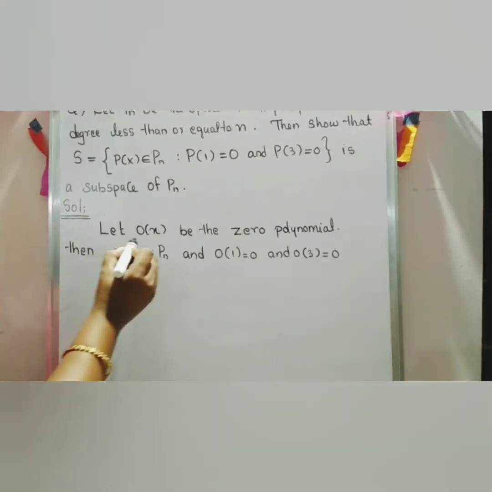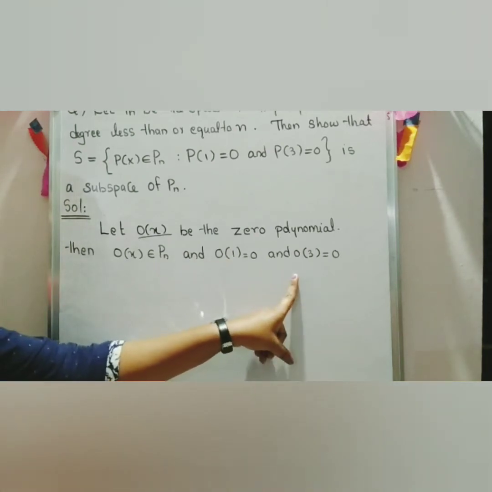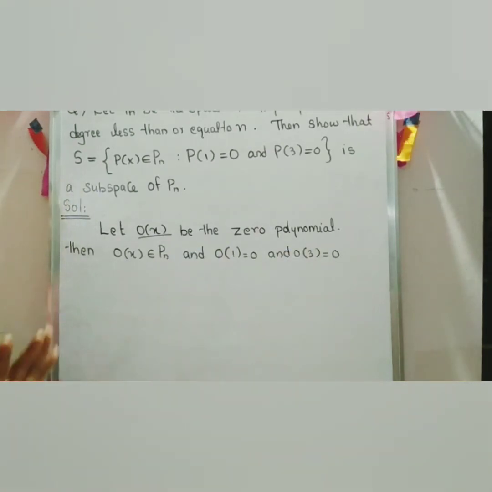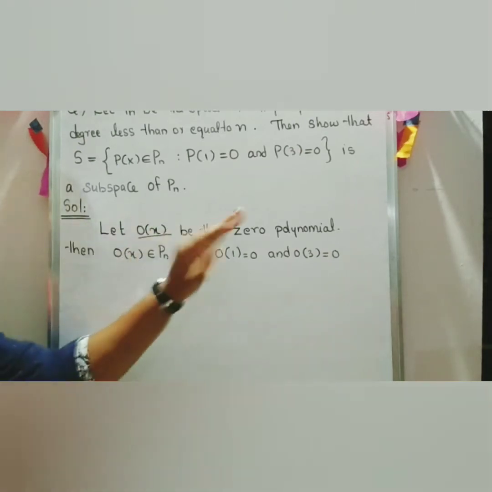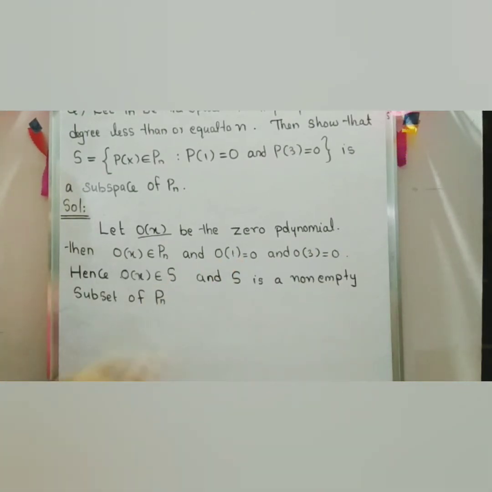Let 0 of x, this is the 0 function, be the 0 polynomial. Then 0 of x belongs to Pn, and 0 of 1 is equal to 0 and 0 of 3 is equal to 0.